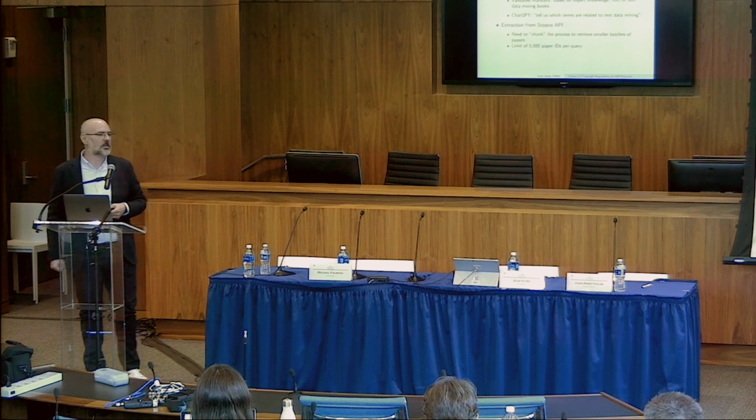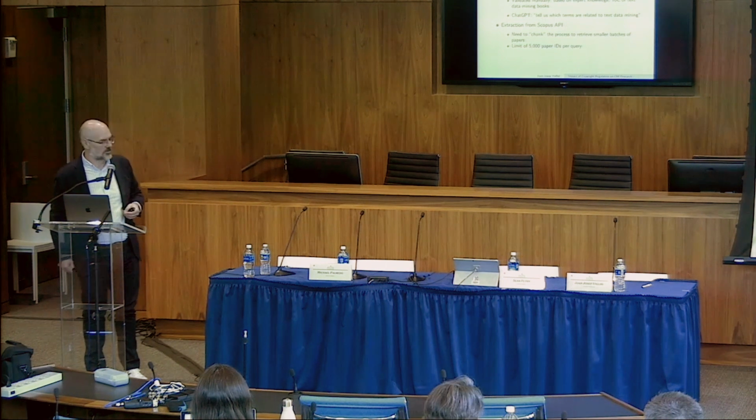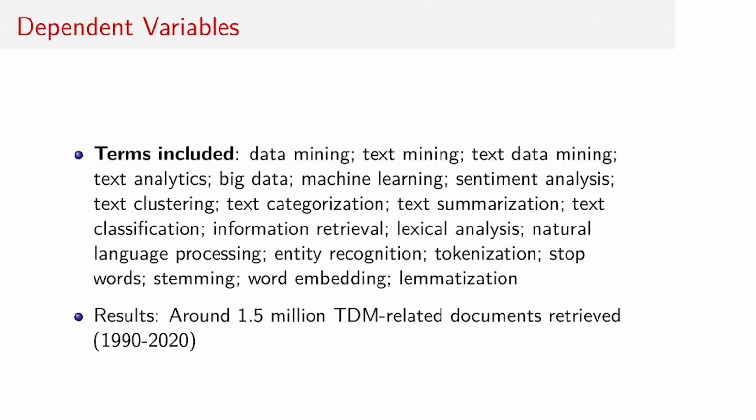So the main terms included in this search are these ones, and there are some obvious candidates such as data mining, text data mining, or text mining. But then we also included some terms that were used mainly in the beginning of the 2000s and the late 1990s that were related to computational linguistics, such as stemming or lemmatization, things that were quite popular at that time and were very common in this kind of research. So as I said, the results are around 1.5 million documents covering the 1990-2020 period.